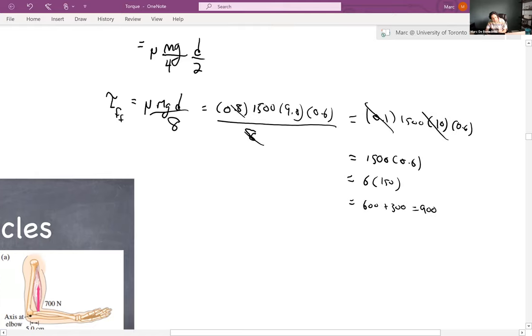And what's the unit of torque? Well, simply a Newton meter. Because if you recall the formula for torque, it's force times distance, or force times lever arm. So that's going to be a Newton times a meter. So the unit for torque is a Newton meter.